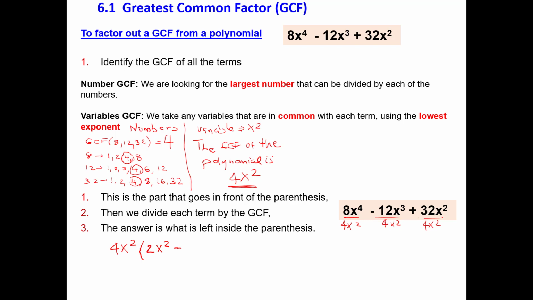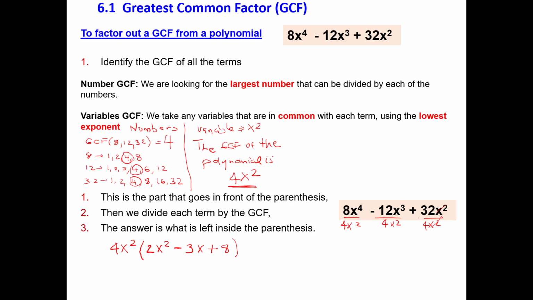Minus 12 divided by 4 is 3. X to the third divided by x to the second is just x. That's 3 minus 2 is 1. Then positive 32 divided by 4 is 8. And x squared cancels out. Yes? Or just 2 minus 2 is 0, which is 1.